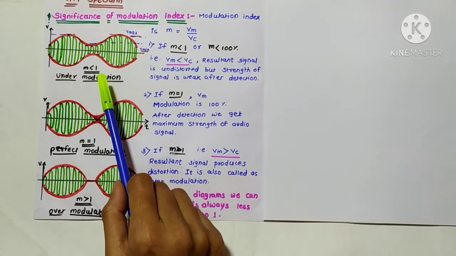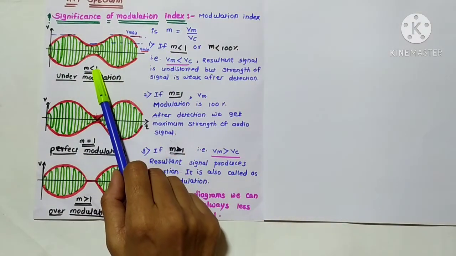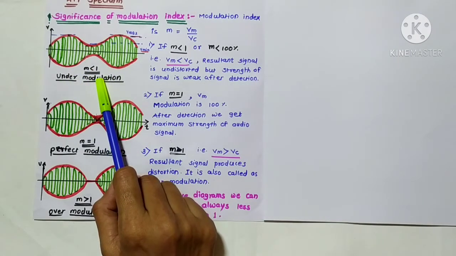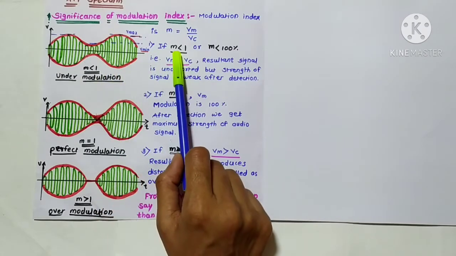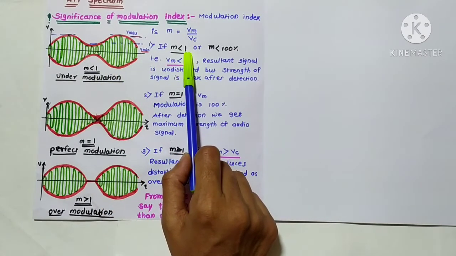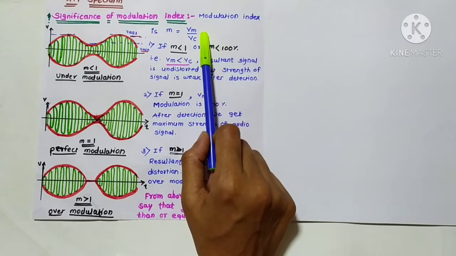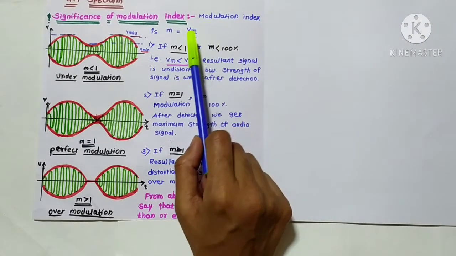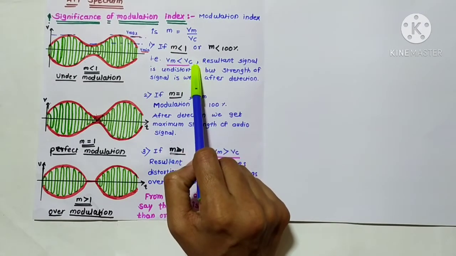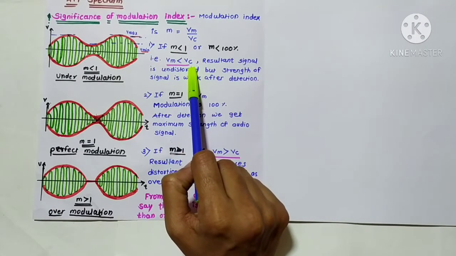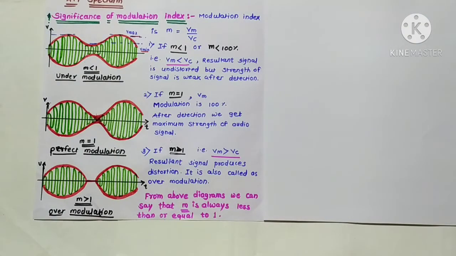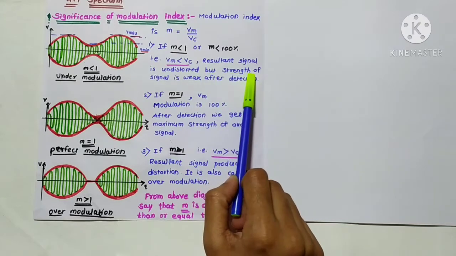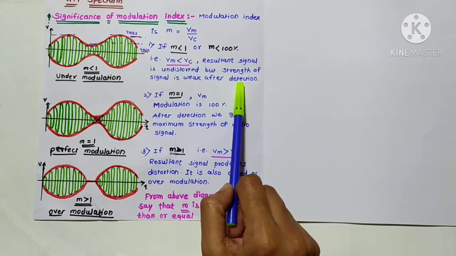First, when the modulation index is less than 1, this type is called under modulation. Why? If the modulation index is less than 1, the term in the denominator is greater than the term in the numerator, meaning Vm is less than Vc. So the resultant signal is undistorted, but the strength of the signal is weak after detection.